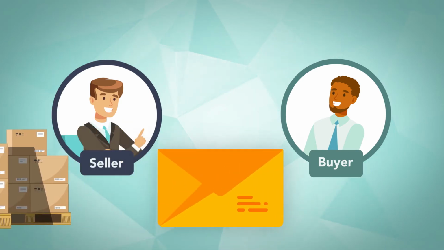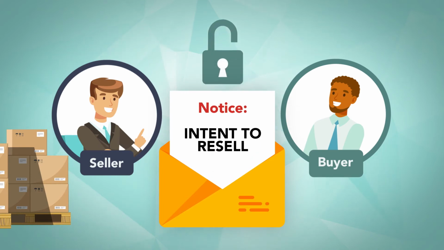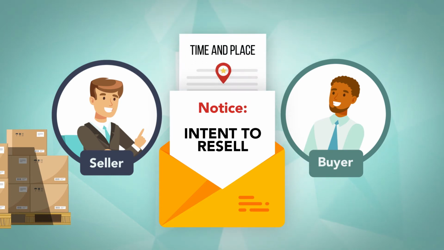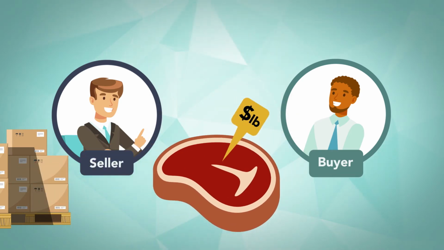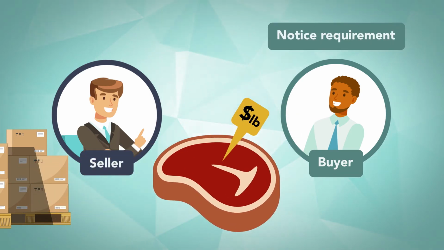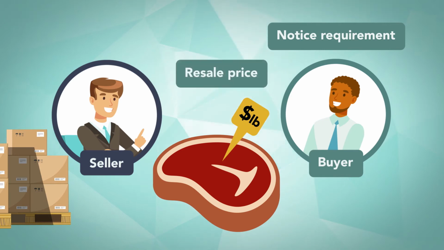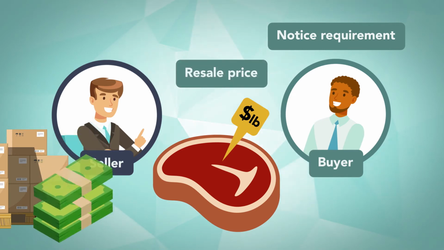The seller must notify the buyer of his intent to resell in a private sale, and if reselling in a public sale, the seller must additionally inform the buyer of the time and place of the public sale, unless the goods are perishable or susceptible to depreciation. Upon resale, the buyer is protected by the notice requirements so he can monitor the resale price and the resulting damage award to the seller.